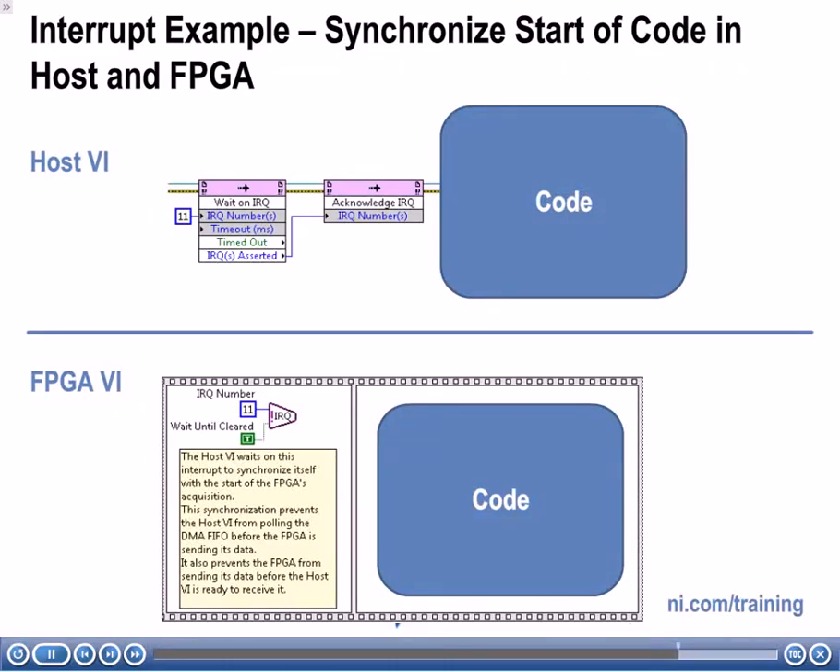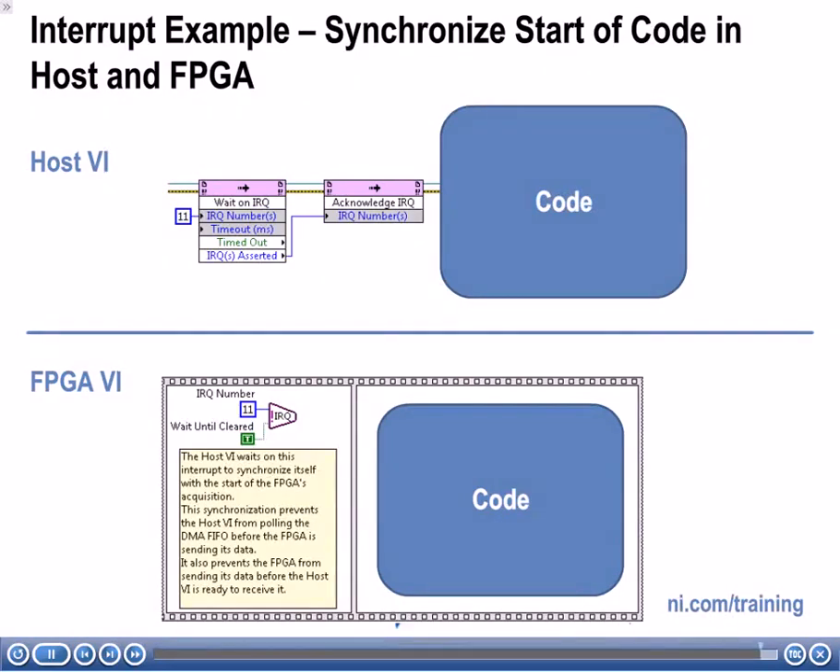So let's go to the host VI. In the meantime, the host VI is starting up, and then it gets to the wait on IRQ method. It's looking for 11 to be asserted. In this case, we know 11 has already been asserted by the FPGA VI, so it's going to go on to our next function. Notice that IRQ asserted is going to output 11 as well. Then we go to the acknowledge IRQ, and we acknowledge that IRQ 11 has been asserted. At that point, on the FPGA VI, because it's been acknowledged, the interrupt VI can finish executing. Now the two sections of blue code that you see on the host and on the FPGA are going to start at the same time.